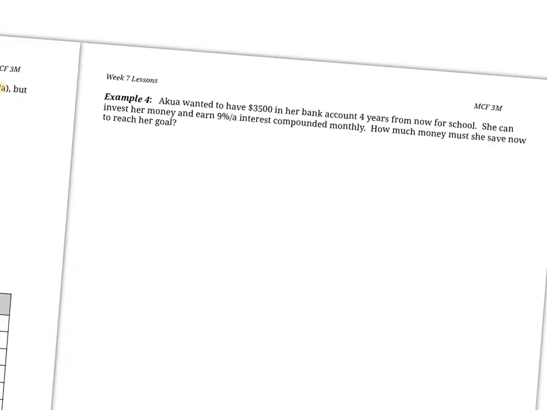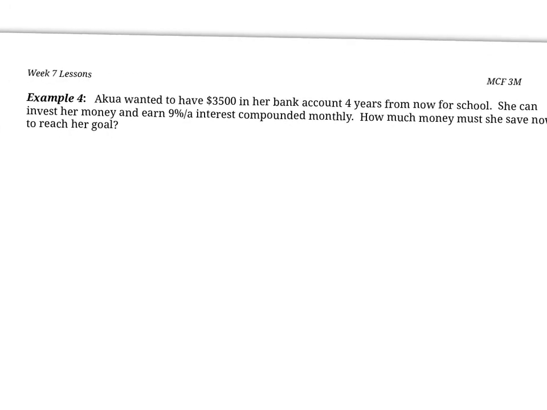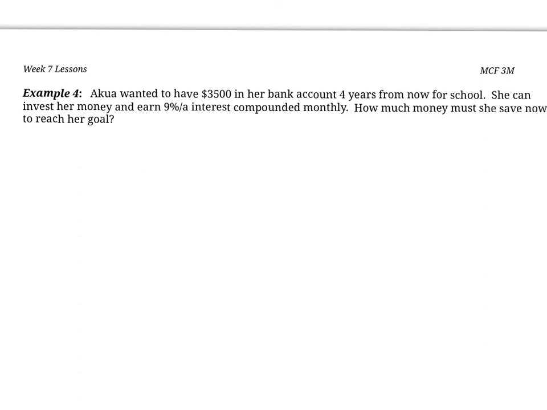Okay, let's work on our last example here. It says Akua wanted to have $3,500 in a bank account 4 years from now for school. She can invest her money and earn 9% interest compounded monthly. Okay, so just as an FYI, this is a really unrealistic goal for us if we're starting to invest our money. So to earn 9% anywhere is incredible. So she found this crazy investment where she could earn 9% per year. Amazing. So the question is, oh, by the way, it's compounded monthly. How much money must she save now to reach her goal?